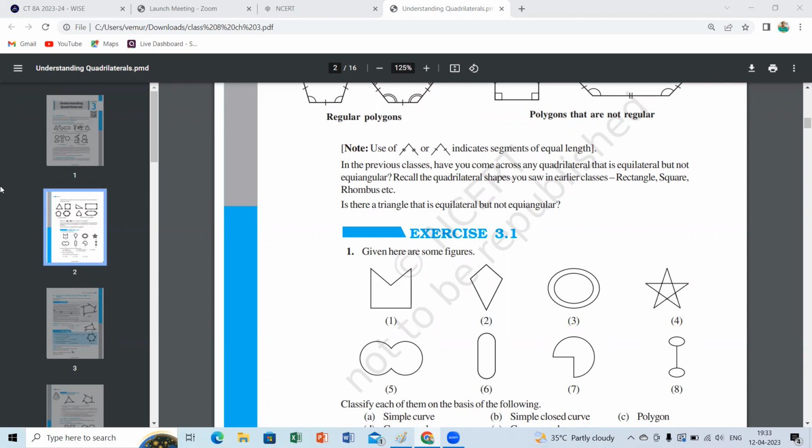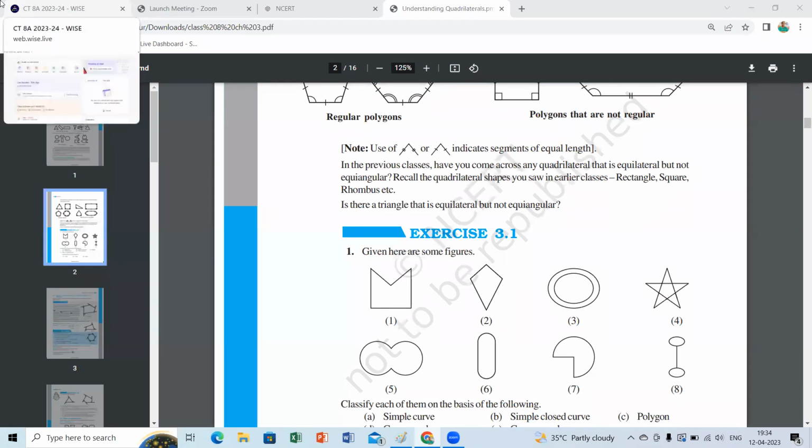Of course, if a figure is an equiangular figure, is it necessary to be equilateral? No, ma'am. One example you can give is a rectangle. In a rectangle, all angles are equal, but the sides are not the same. So it's not equilateral, but it is equiangular.